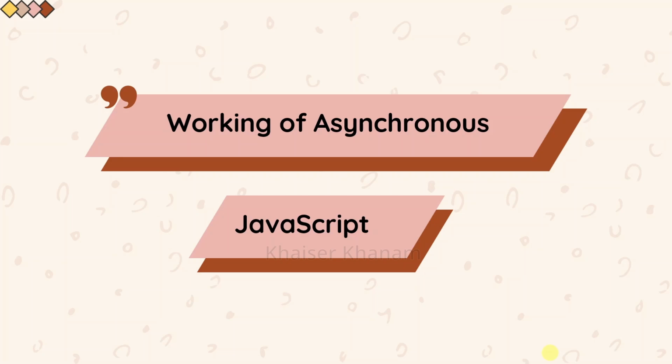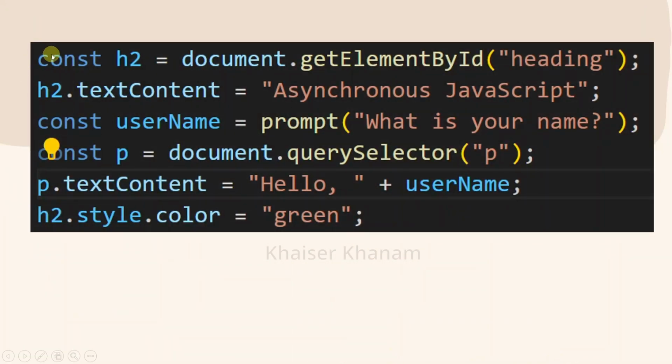Before moving to asynchronous JavaScript, let us see what is synchronous JavaScript and what is the problem in synchronous code. So this is the simple example. I have selected H2 heading, and inside this heading I have added some text. Then here I am using prompt. Inside this I am asking what is my name, and after that I am selecting paragraph, and inside that paragraph whatever username I have entered, I am just displaying that hello username, and after that I am just changing the color of this H2 heading to green color.